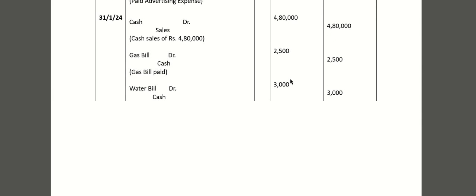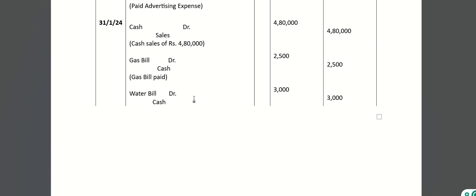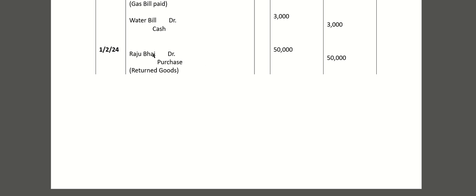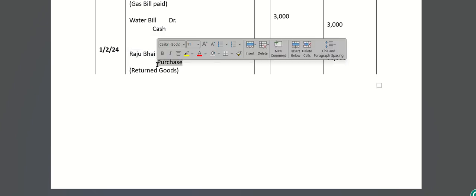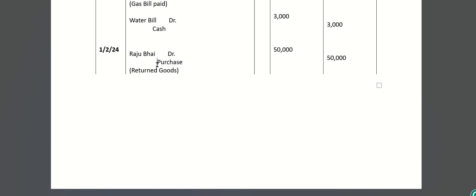Here we go. Now we are starting a new month, so we can draw a line here. Now this is how the journal entry will come. The date is 1 February 2024. And what we did: Raju Bhai account debit to purchase account, and we just returned goods for rupees 50,000. The liability Raju Bhai is debited because the liability reduced. The purchase is credited because the expense is not 4,50,000, just 4 lakh. The expense also has reduced.